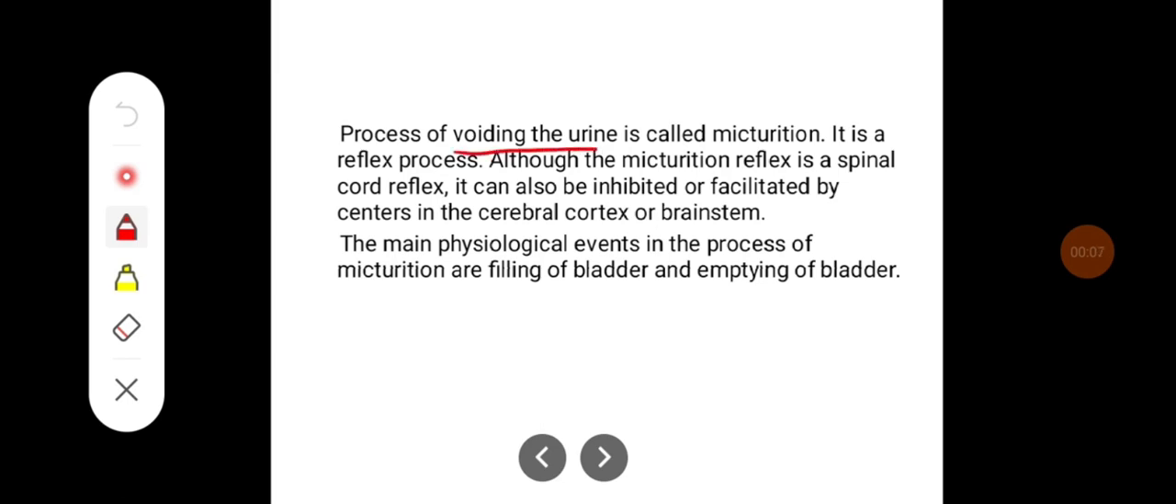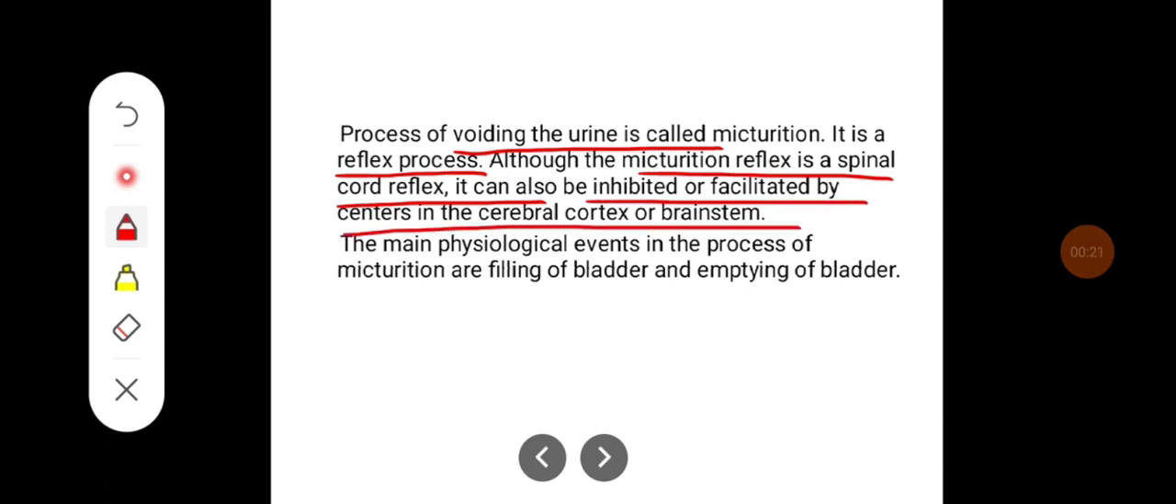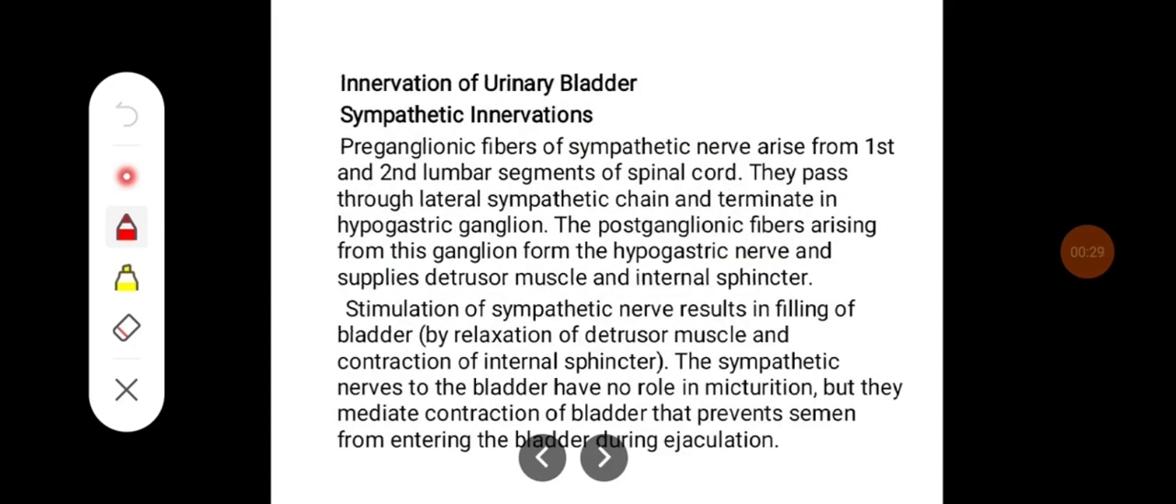Micturition is the process of voiding urine, and it has a reflex process. Although the micturition reflex is a spinal cord reflex, it can also be initiated, facilitated or inhibited by centers in the cerebral cortex or brainstem. The main physiological events in the process of micturition are filling of the bladder and emptying of the bladder.